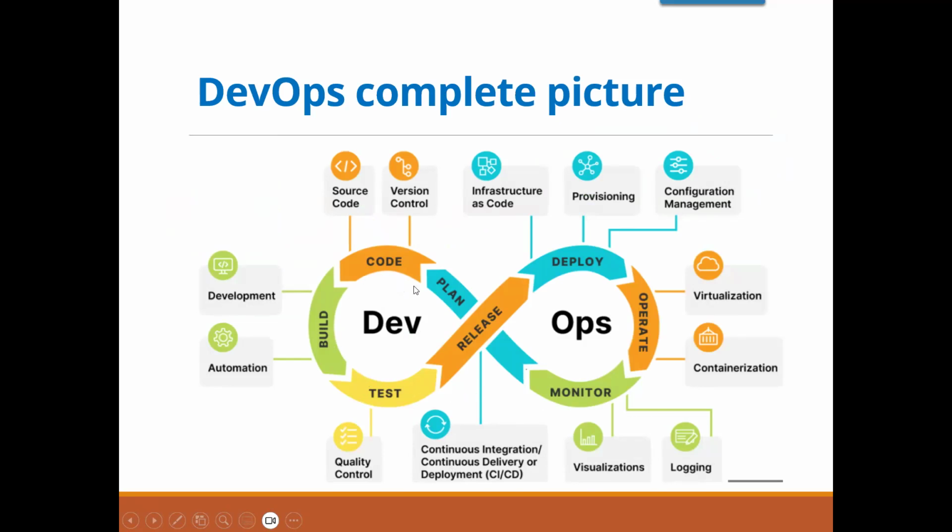Now here you can see this is an infinite loop, just like the agile method. First it starts with coding, then planning, then monitoring, operating, deploy, release, test, build, code. So this is a never-ending loop. And for every operation, we have some tools. So let's see what the tools are.